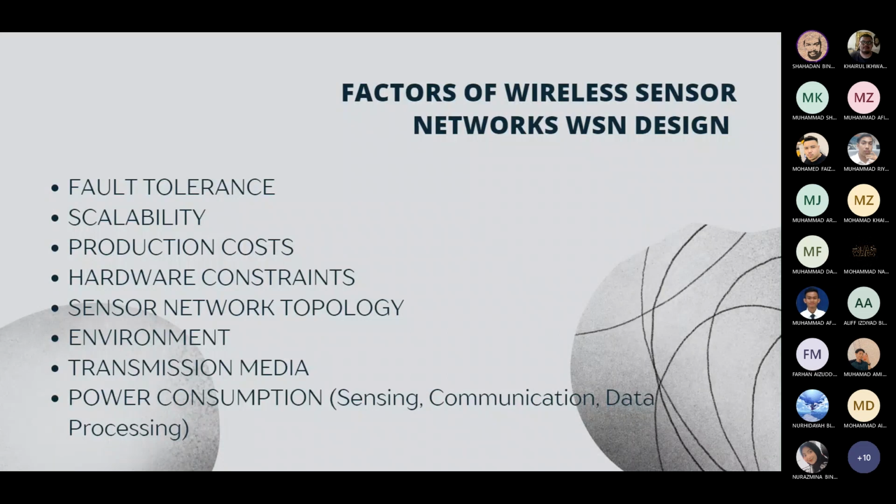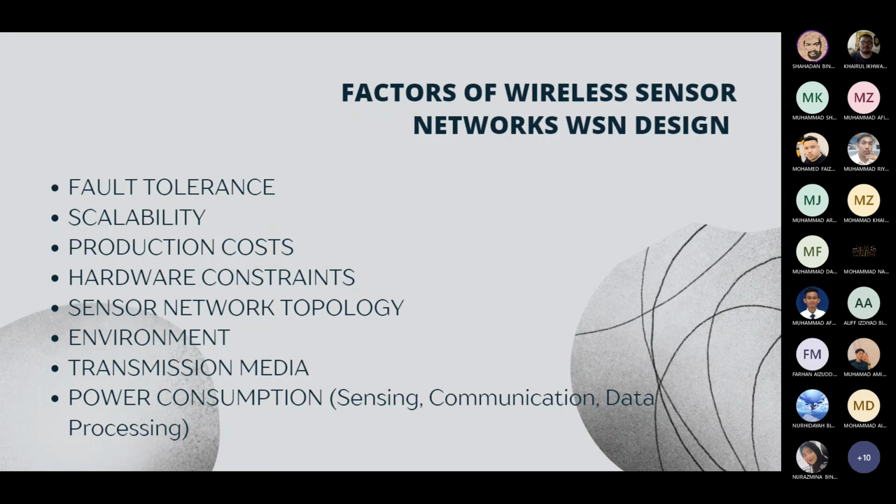Next is hardware constraints. Hardware constraints is what needs to be kept under control for the hardware, such as the hardware temperature, voltage, power supply, and others that need to be maintained to ensure the best performance of the whole wireless sensor network.